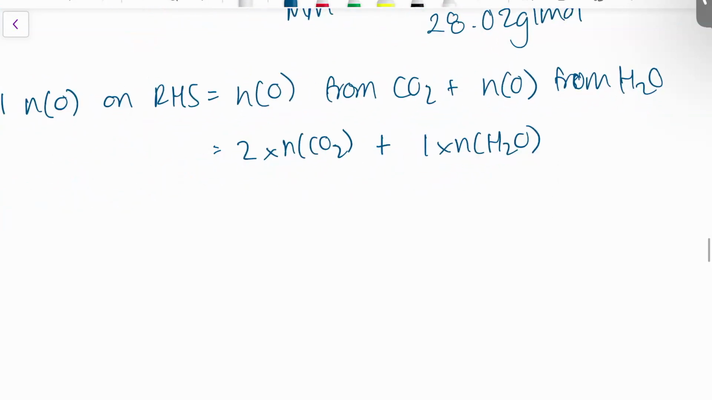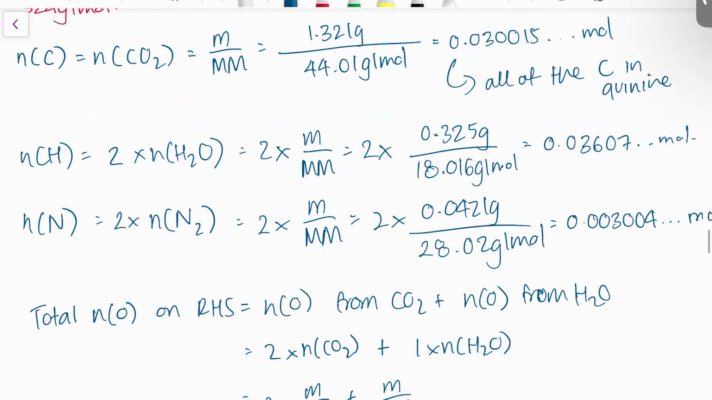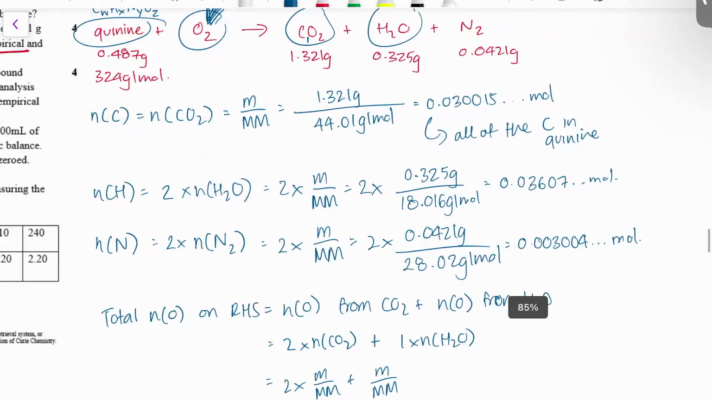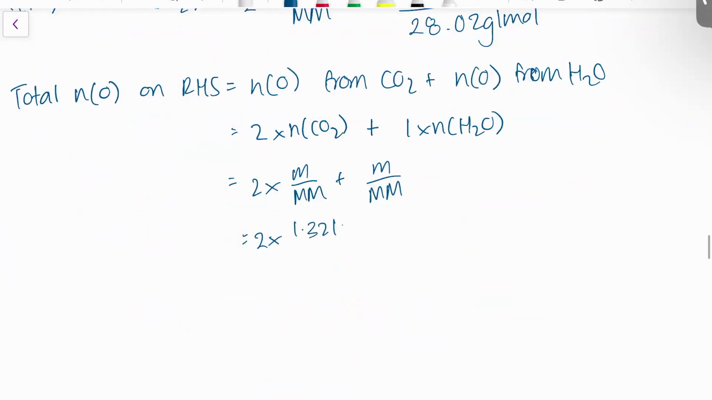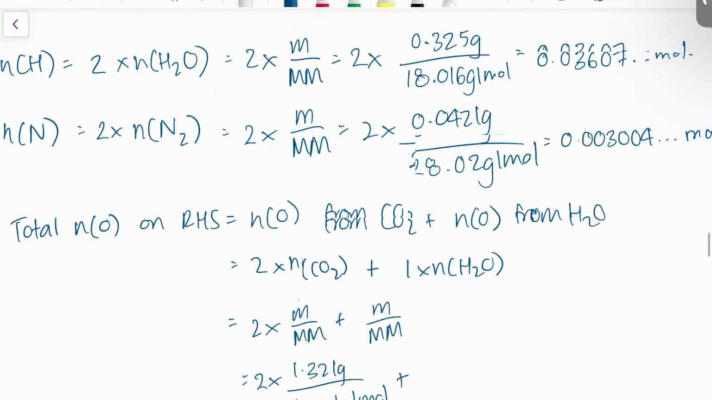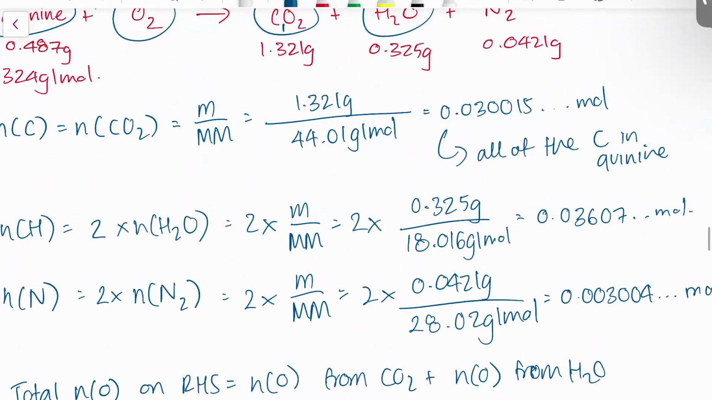Okay? Then you pop it in the same way, 2 times mass on molar mass plus mass on molar mass for that one. So you're going to go 2 times for carbon dioxide, that was 1.321 grams, 44.01 grams per mole, plus for water, that was 0.325.